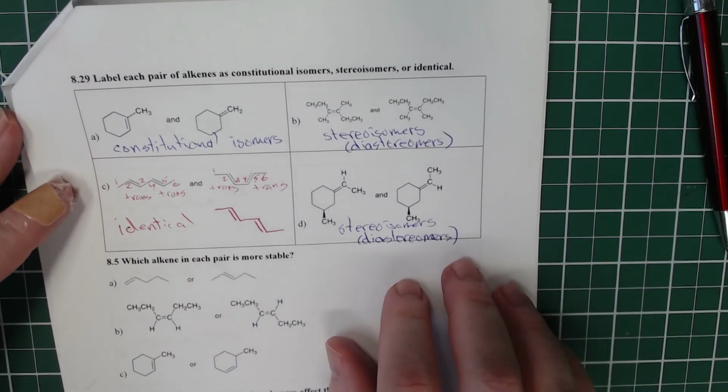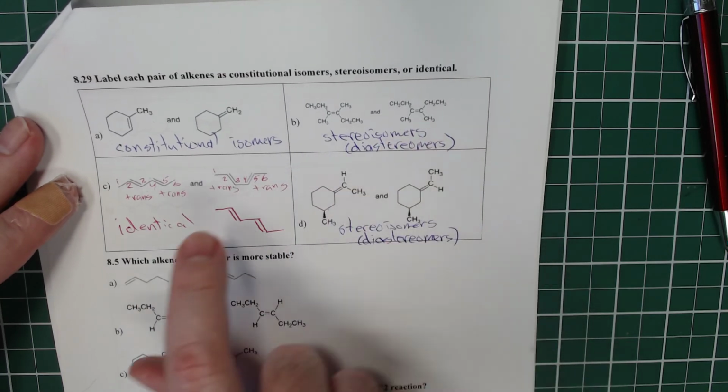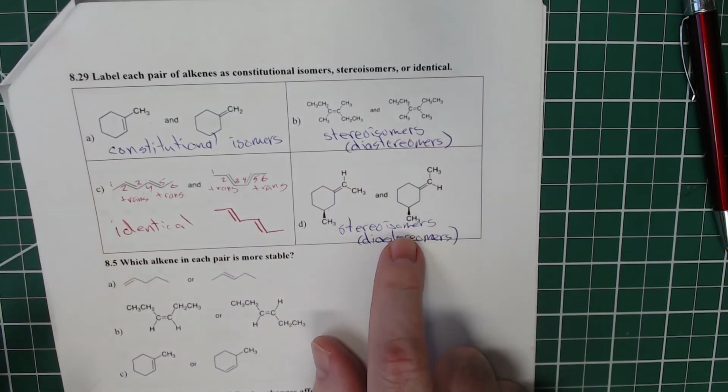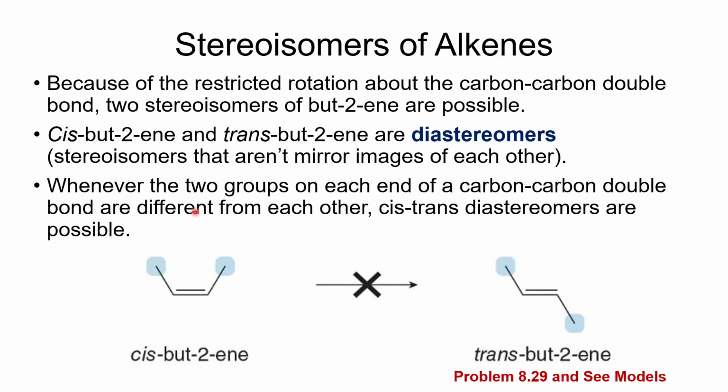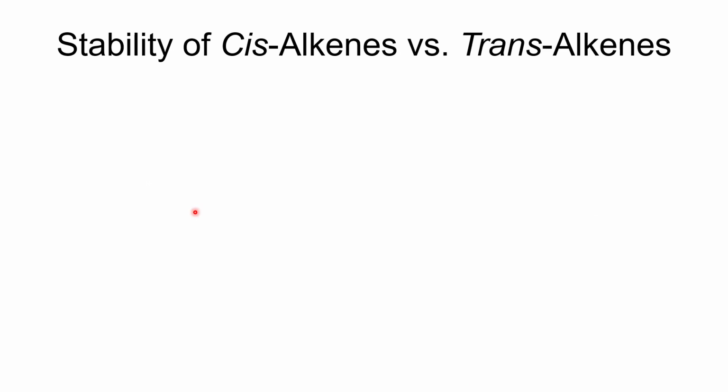All right, so constitutional isomers, identical, and then also stereoisomers. So you want to be able to do that kind of identification. So next, let's look at the stability of the cis alkenes and trans alkenes.